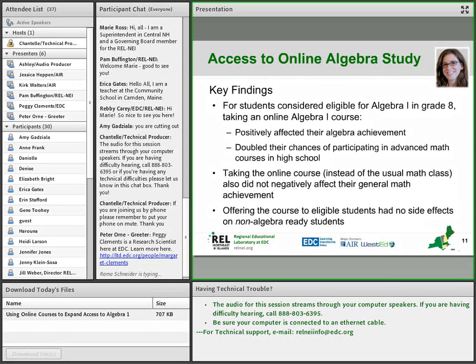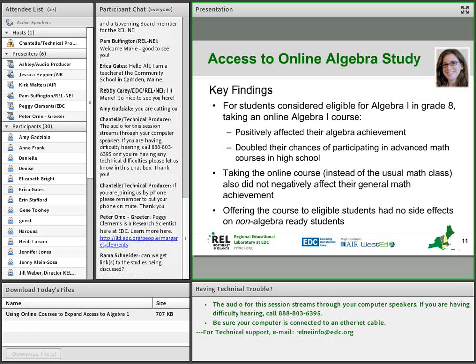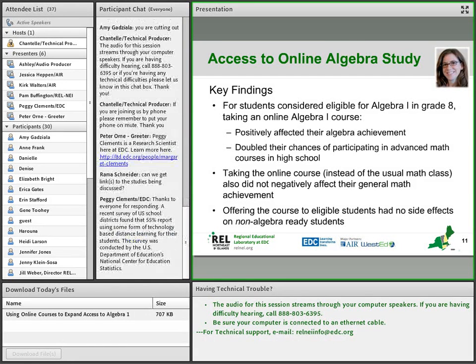We wanted to present this first because, of course, the Access to Online Algebra study was published in December 2011, and so you may have already seen the report or seen reports about the report. So just as a frame for the presentation, we wanted to give you a sense up front of what we found and then dive into the details of how we went about the study. Peggy went through the key findings, I think, on this slide.